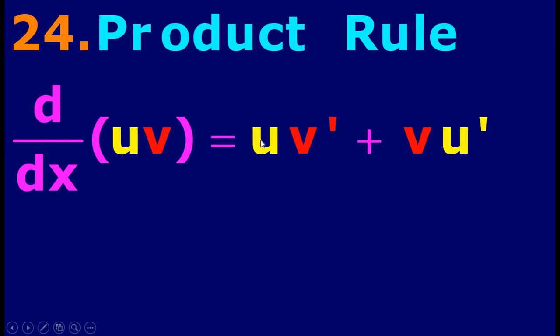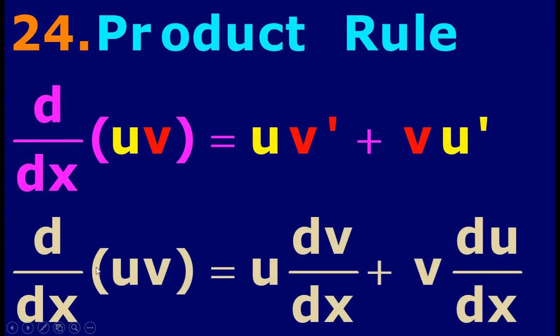That is here, write first number as it is, differentiate second number, plus write second number as it is, differentiate first number. Or we can also write u v dash plus u dash v. No problem when we interchange these two functions. D by dx of uv, first number is u and you have to differentiate second number, that is dv by dx, plus write second number v and differentiate first number du by dx. So d by dx of uv is u into dv by dx plus v into du by dx.